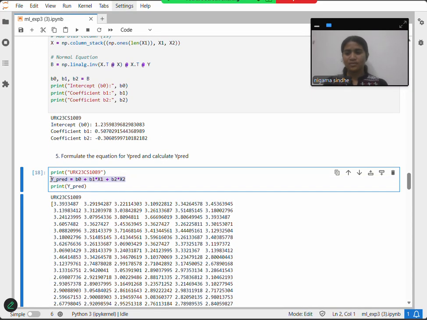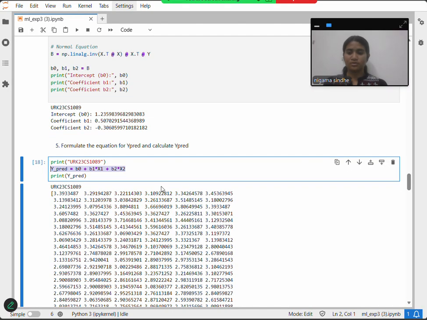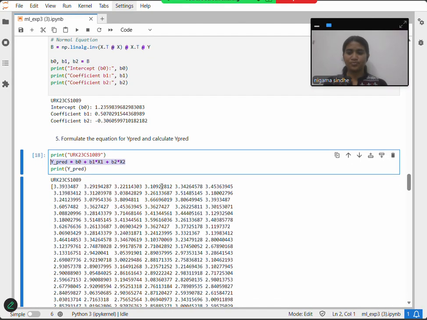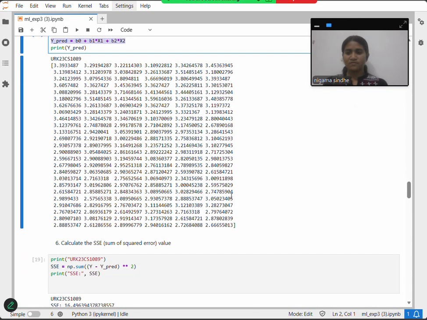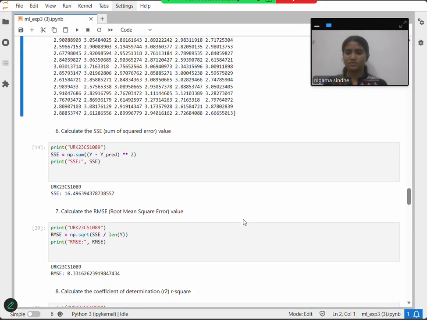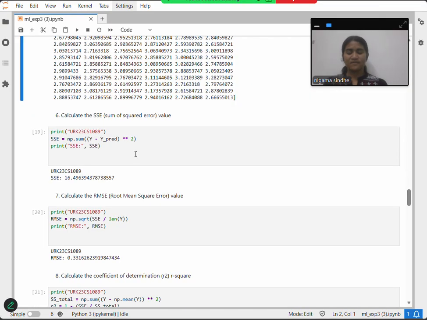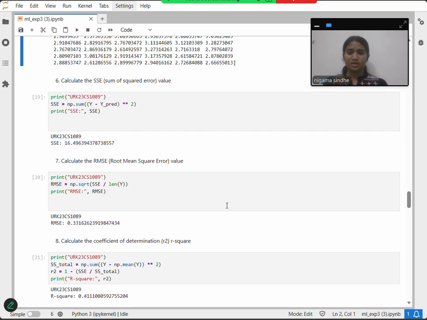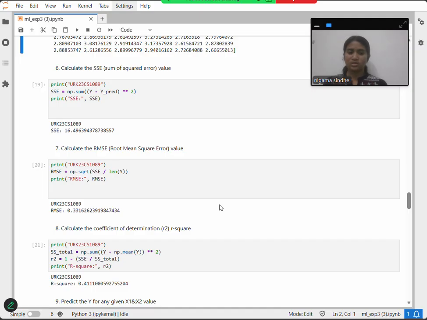As you can see here, y predict is equal to b0 plus b1 times x1 plus b2 times x2. Once we get the y predict, we are going to calculate the sum of squared error. By the sum of squared error, we can see the difference between actual and predicted values from the dataset. Next, we are going to compute the root mean square error in order to measure the model prediction accuracy.